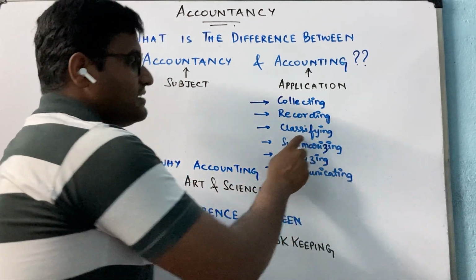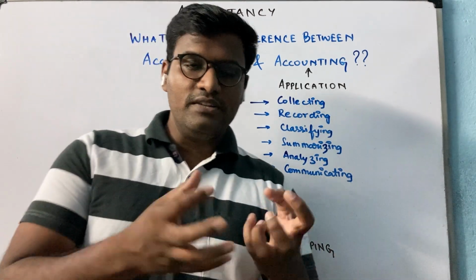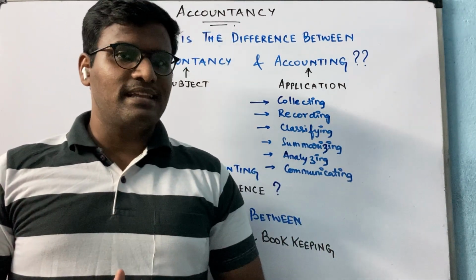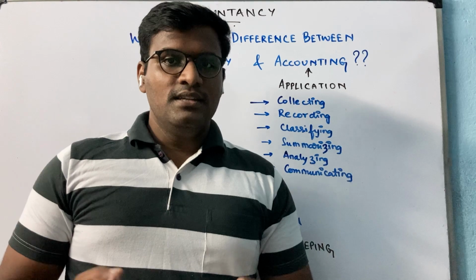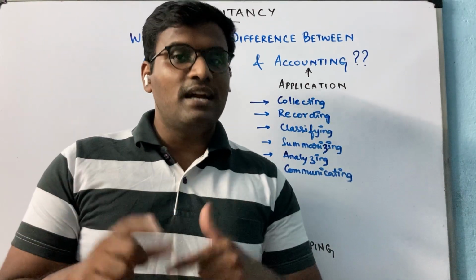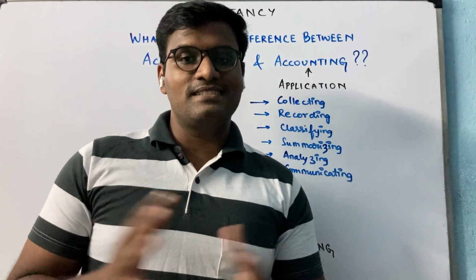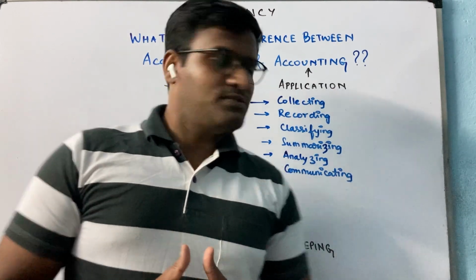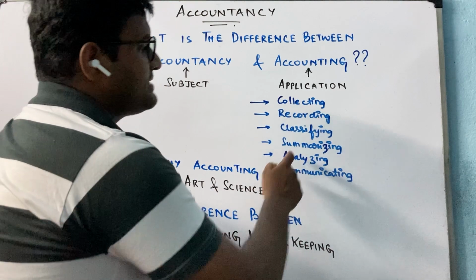Followed by classifying that information, which means whatever the relevant information that has been collected, it has to be arranged. It has to be bifurcated and put into the respective places so that it becomes easier for us to understand the various mechanisms. Followed by summarizing.